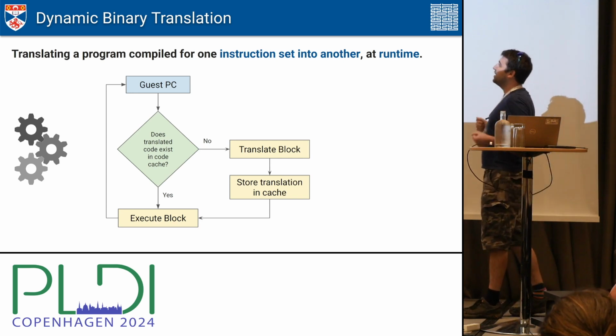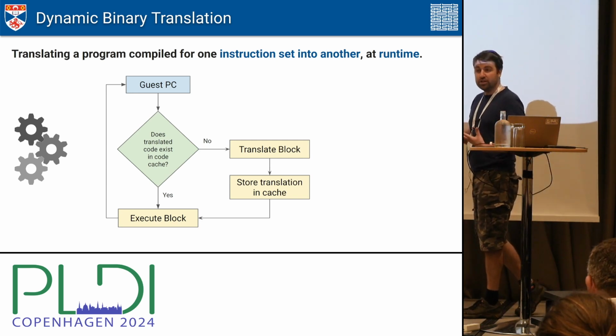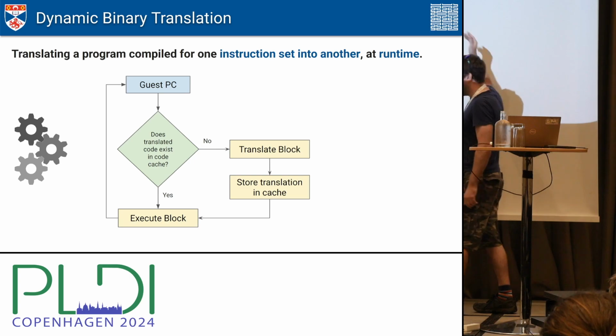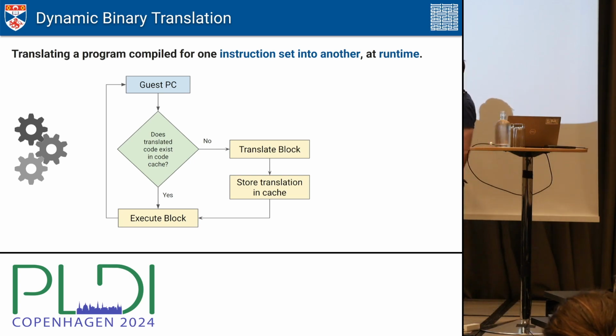This is what a typical DBT translation runtime loop looks like. We have some guest PC, the emulated program counter of the guest machine. The DBT system says, does translated code exist in the code cache? Have we already seen this PC before? No. Well, translate a block of guest instructions to host instructions, store that translation into cache, and then execute that block of code. Hopefully next time round, the translated code is already in our code cache. We can execute it straight away.